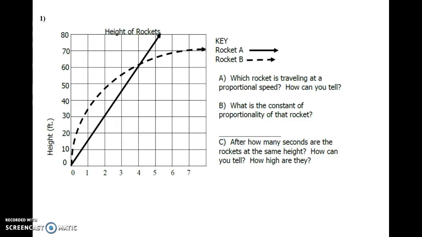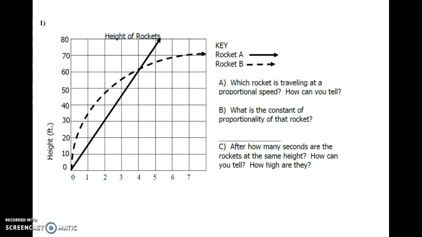Alright, so here we have a graph. We have rocket A and rocket B. And let's read question A. Which rocket is traveling at a proportional speed? How can you tell? Well, looking at rocket B, we have this line right here. Looking at rocket A, we have this other line right here. So rocket B is the dotted line or the dashed line. Rocket A is the solid line.